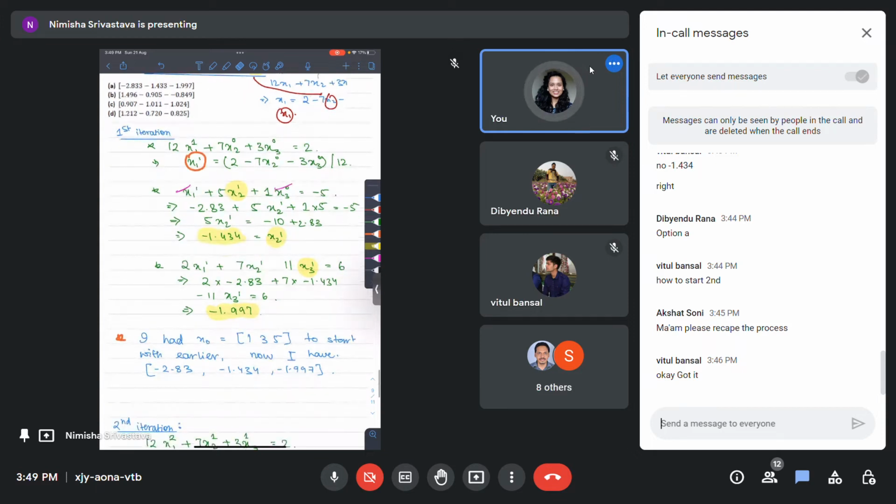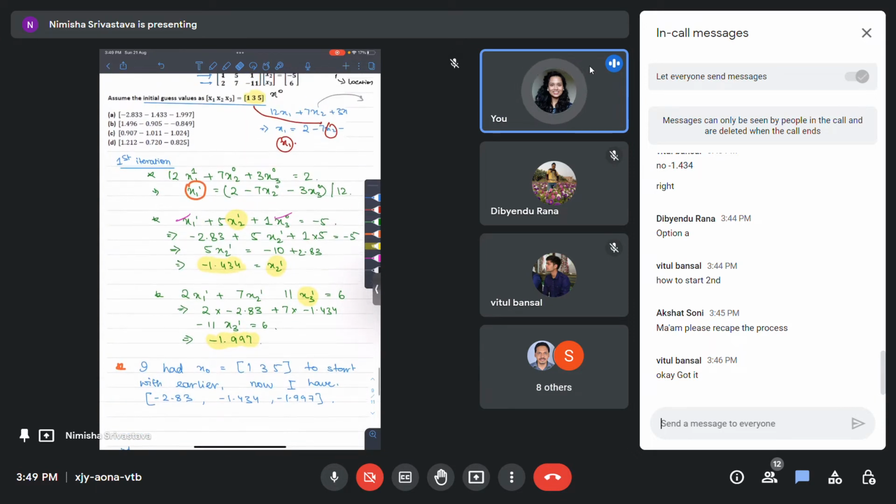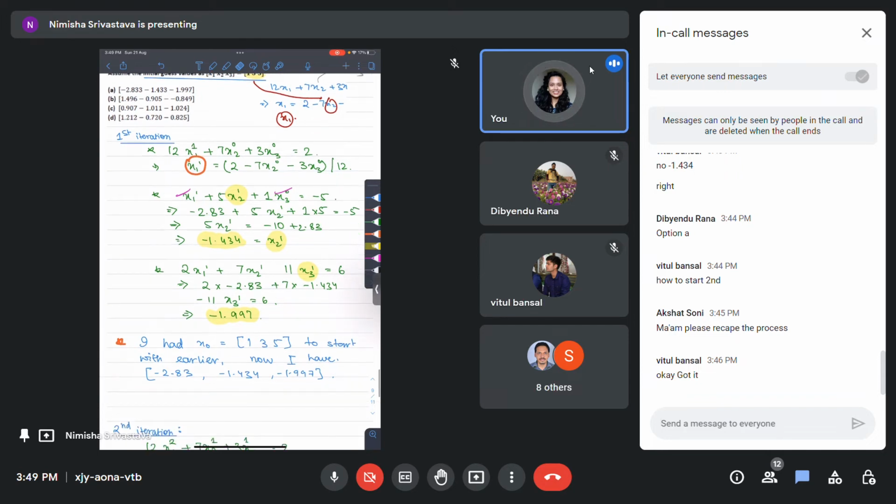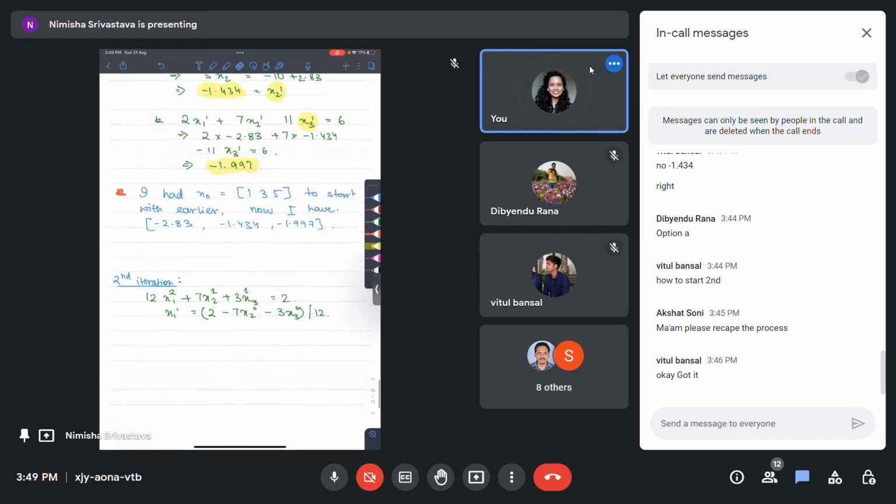So the advantage of this Gauss-Seidel is that it converges faster. Why does it converge faster? Because whatever corrections I'm making by computing the iterative values of x1 at a certain time step, I'm putting them back into my computation for the next time step. Is that okay, Akshat?